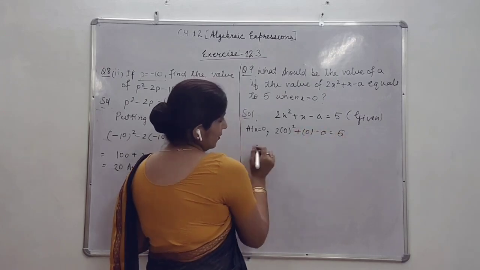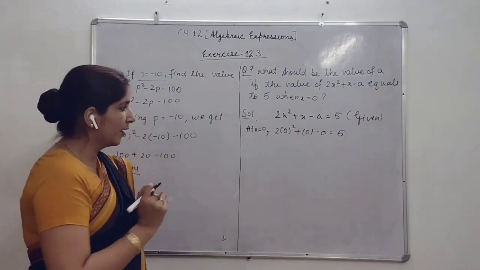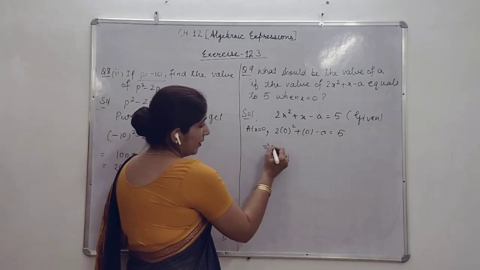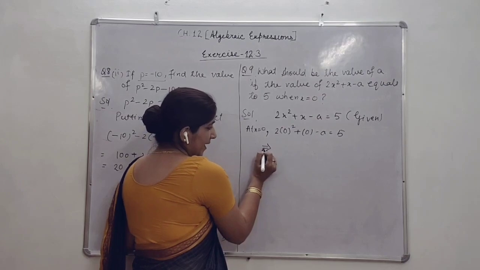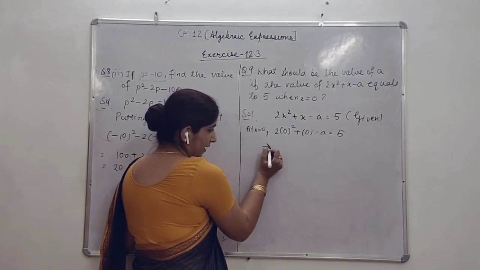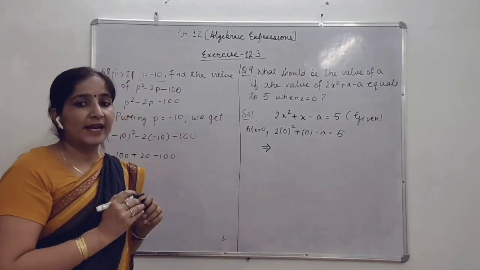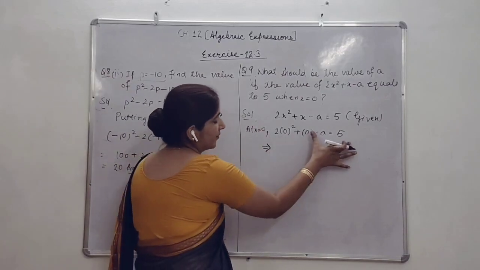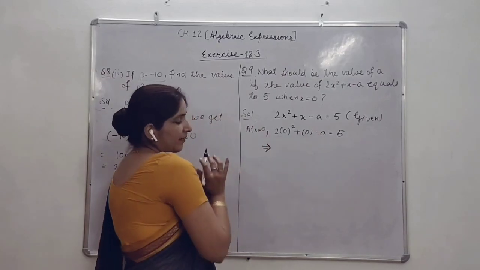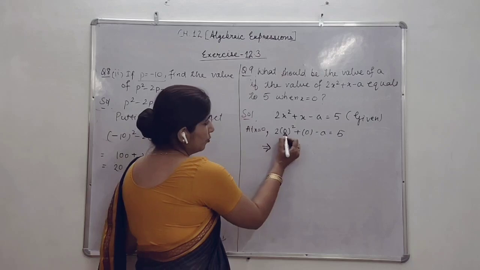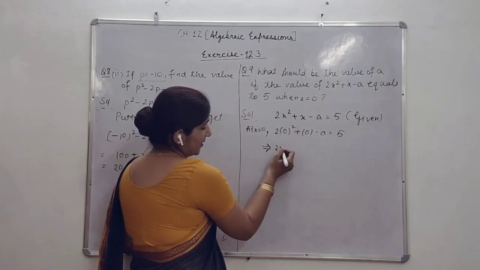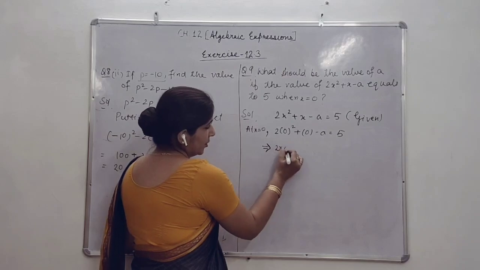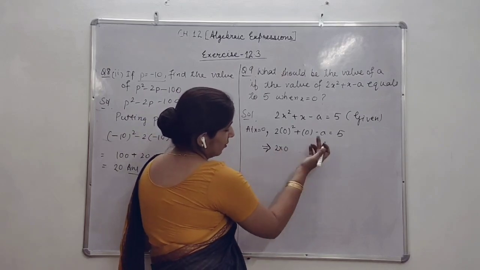Now here is an equals to sign, so we cannot put another equal to sign here. We use an arrow, which shows it implies, meaning what comes after this equation. So 2 into 0 square, 0 square means 0. So 2 into 0 will become 0 only. So this is already vanished.